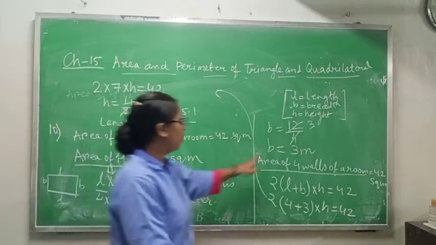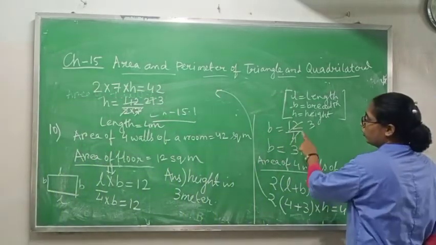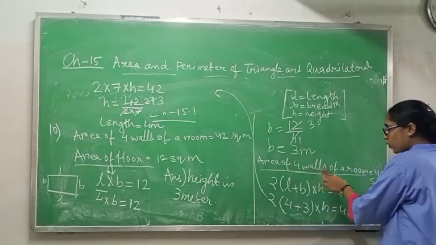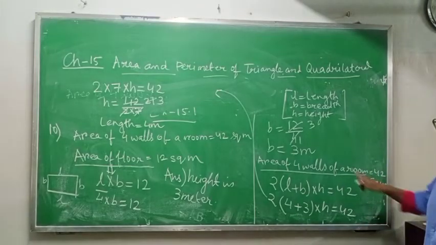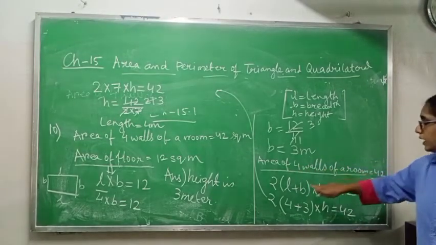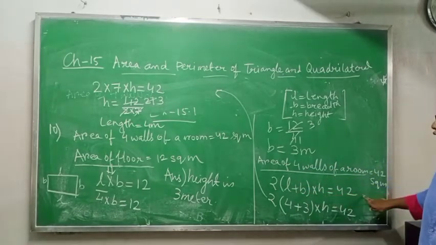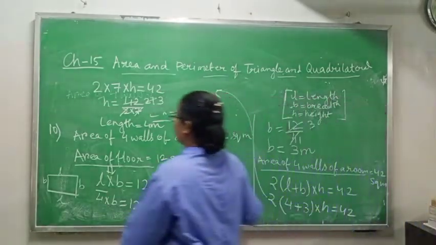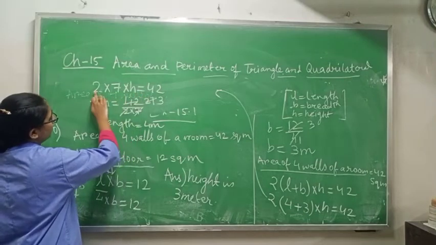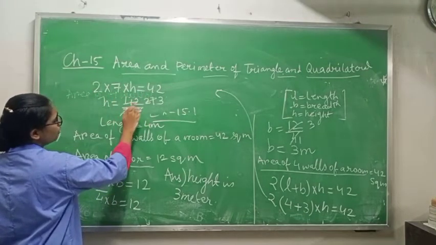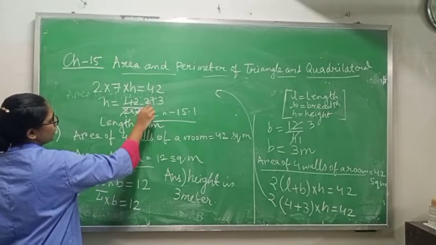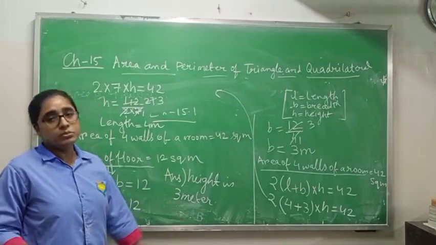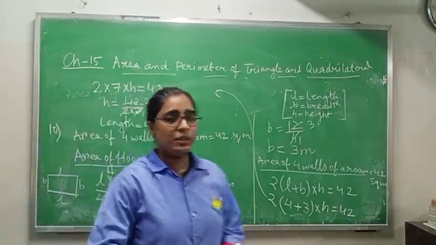Now this 4 will go down. B equals 12 by 4. 4 ones are 4, 4 threes are 12. So B equals 3 meter. Area of 4 walls of a room equals 42 square meter, it is already given. So the area of 4 walls formula is 2(L plus B) into H equals 42. L value is 4, B value is 3. So 4 plus 3 you will get how much? 7. So I am writing 2 into 7 into H. Now this 2 and 7 will come down. 2 ones are 2, 2 21s are 42. Again 7 ones are 7, 7 threes are 21. So the H value you are getting, height is 3 meter. Okay, so it's very simple and easy. Please do it.